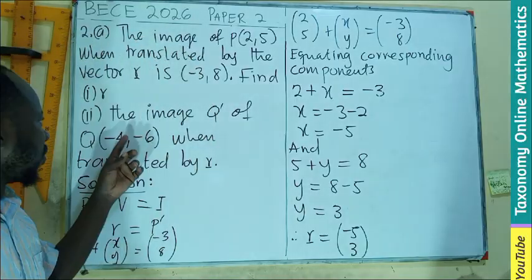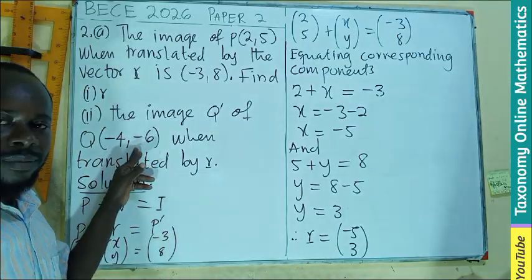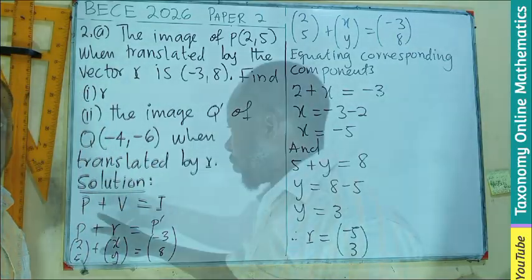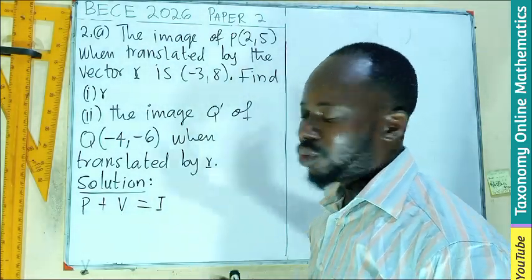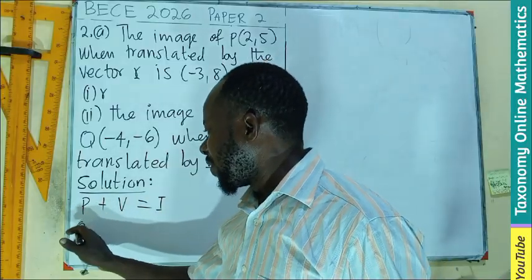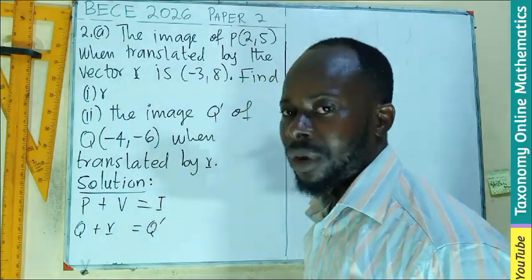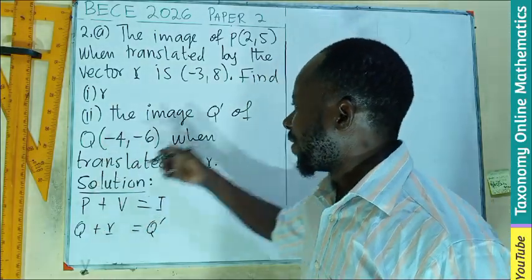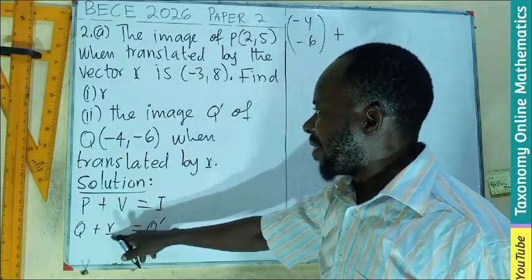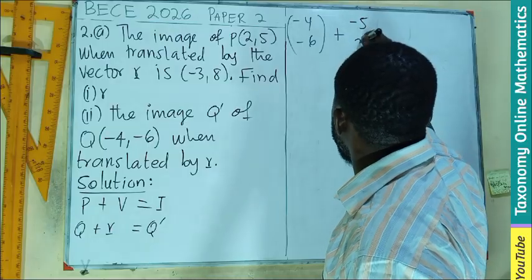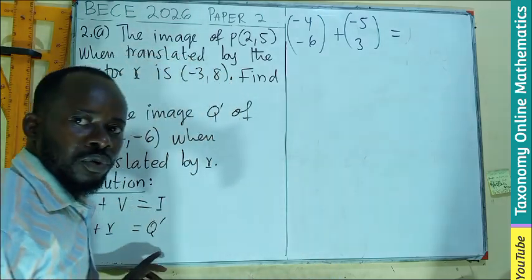Then the second part of the question is finding the image when this vector translates the point Q. So let's see how that will be done. Still based on the same definition, point plus vector equals the image. That means the point Q plus the vector R will give me the image of Q. The point is (-4, -6) plus the vector, which we had to be (-5, 3), equals the image, which we don't have a value for yet.